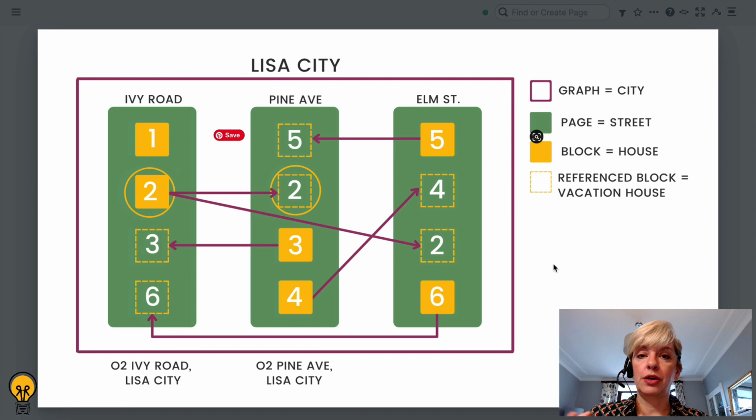So here we are using that analogy in a graphic that hopefully will make sense to you. So what we have is we have Lisa City, and this purple outline outlines actually my entire graph. So any graph is the name of the city. So your personal graph is synonymous with the city in a street address. And then within that graph, I have multiple pages. And the page is synonymous with the street in a street address.